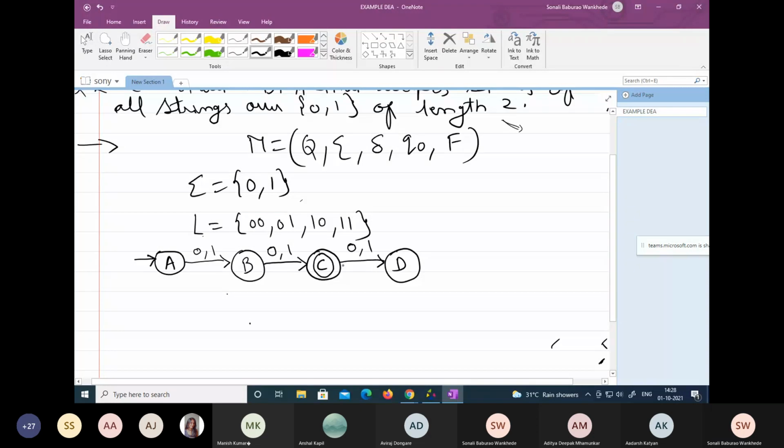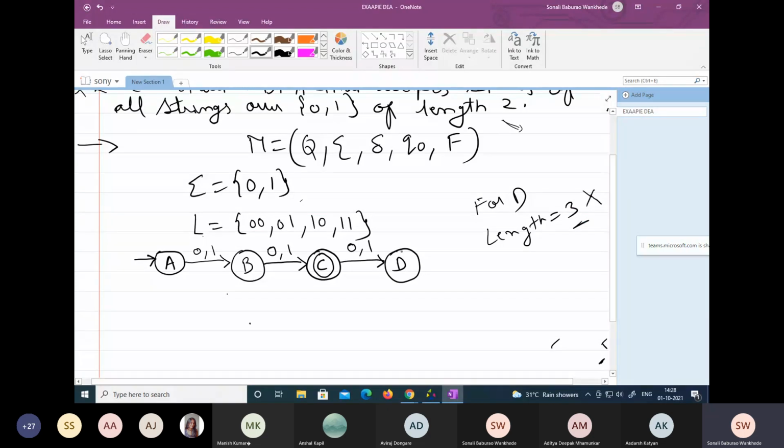Now see, still I have to check whether we are getting a longer value or not. Whether we are getting it or we are not getting it, so we have to check. Just for checking, I am introducing a new state D here. And when I'm transmitting the values 0 or 1 from C to D, I have observed that for D, the length is becoming 3. Length is 3, that is not accepted.